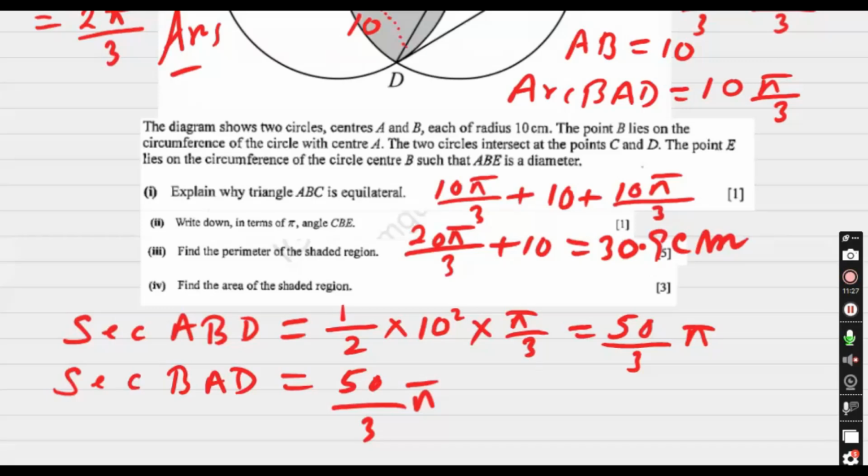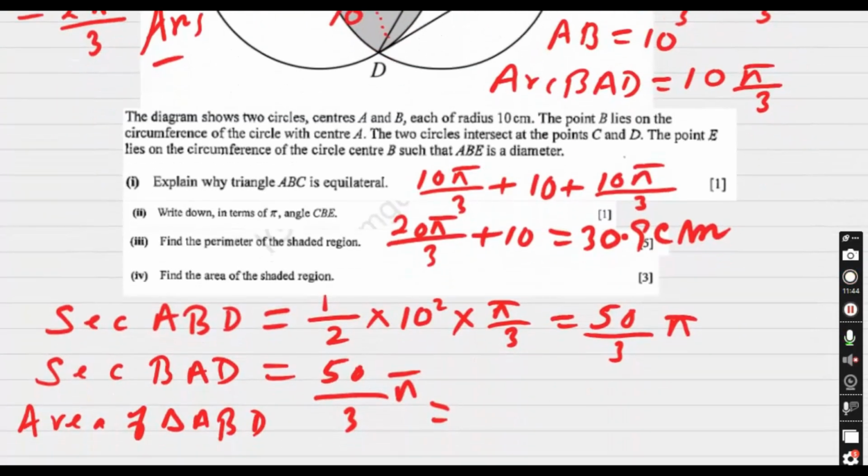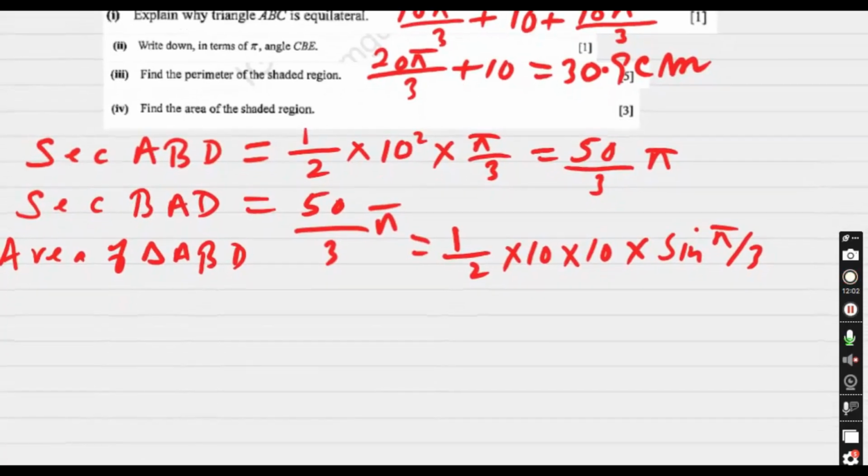So area of the triangle ABD. What is the formula of the area of triangle ABD? It is 1 upon 2 into the first side, which is 10, the second side, which is 10, and sine of the given angle, which is pi by 3. So find the area of the triangle using your calculator, but your calculator must be in radian mode.